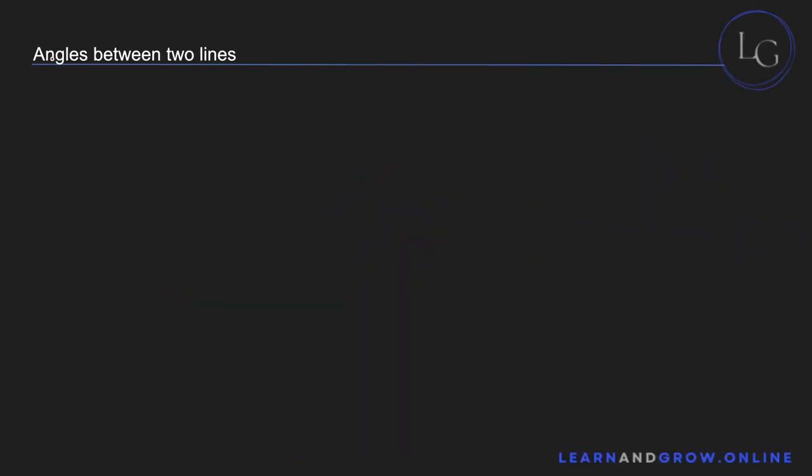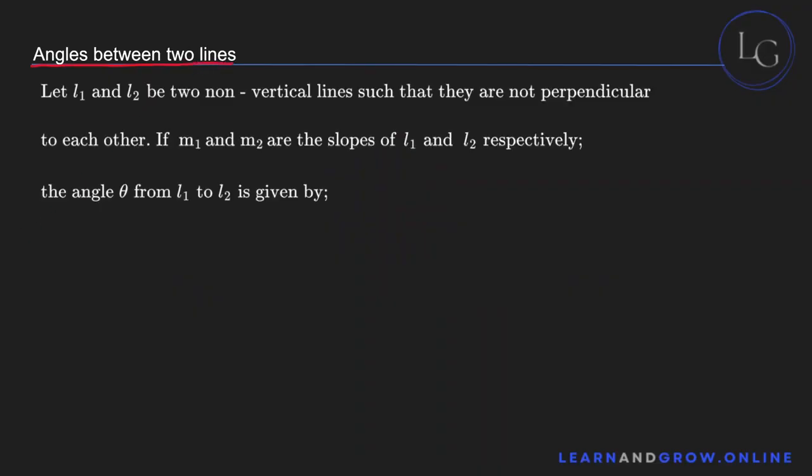Now let's see how you can find the angles between two lines. So let L1 and L2 be two non-vertical lines such that they are not perpendicular to each other, right?